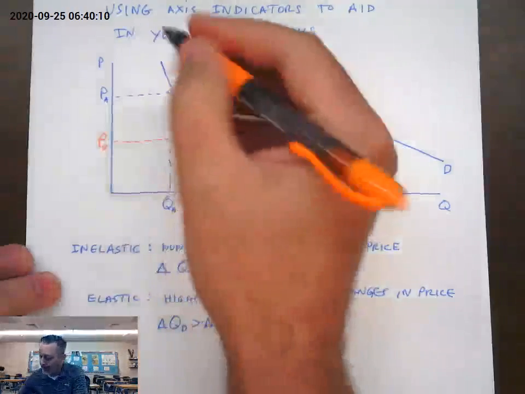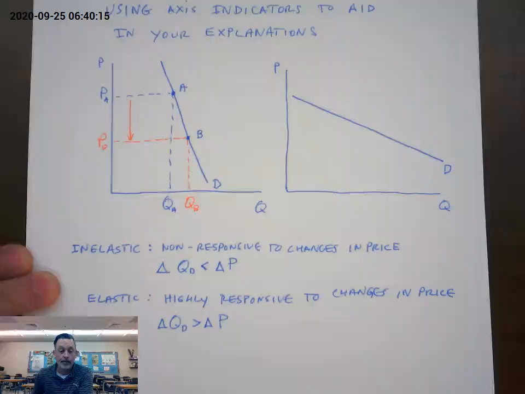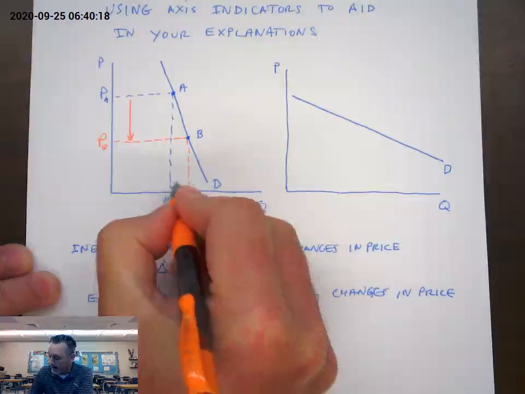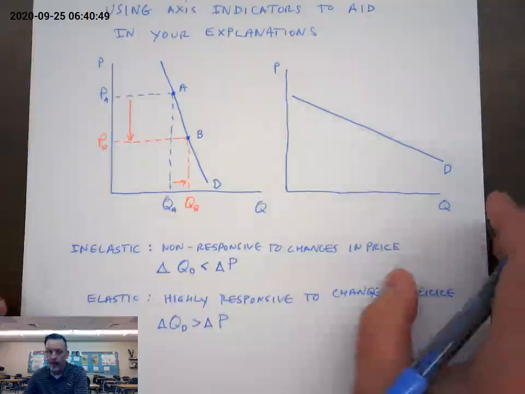And what we see is that this decrease in price from PA to PB created an increase in quantity demanded from QA to QB. But very clearly, the change in price exceeds the change in quantity demanded. And so what this tells us is that consumers are unresponsive to that change in price, or relatively unresponsive, proportionally unresponsive. All right? Let's do the same thing over on the other graph.